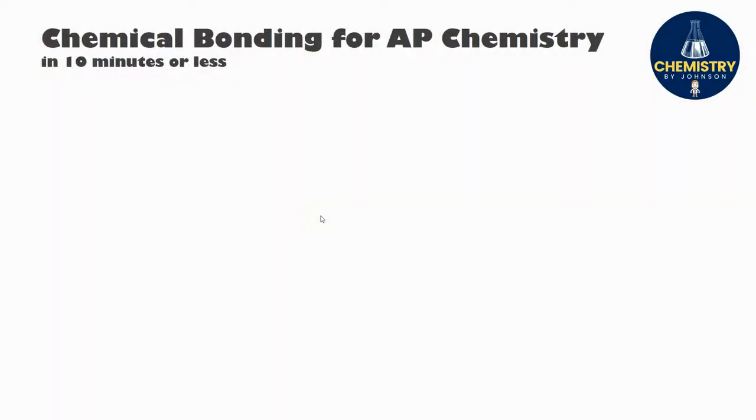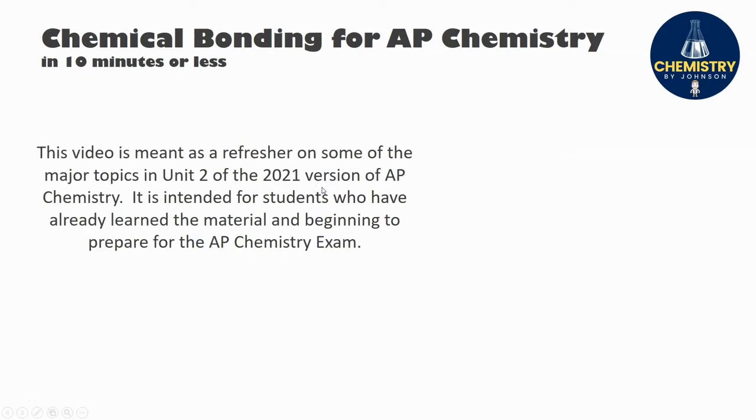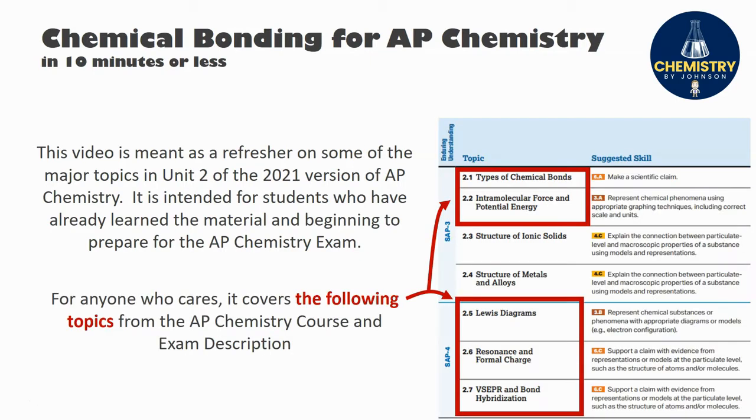Hey everybody, this is Chemical Bonding for AP Chemistry in 10 minutes or less. This video is meant as a refresher on only some of the major topics in Unit 2 of the 2021 version of AP Chemistry. It's intended for students who have already learned the material and are beginning to study for the AP Chem exam. For anyone that cares, this video will roughly cover the following topics from the AP Chemistry course and exam description. The things that I don't talk about will be covered in a subsequent video.